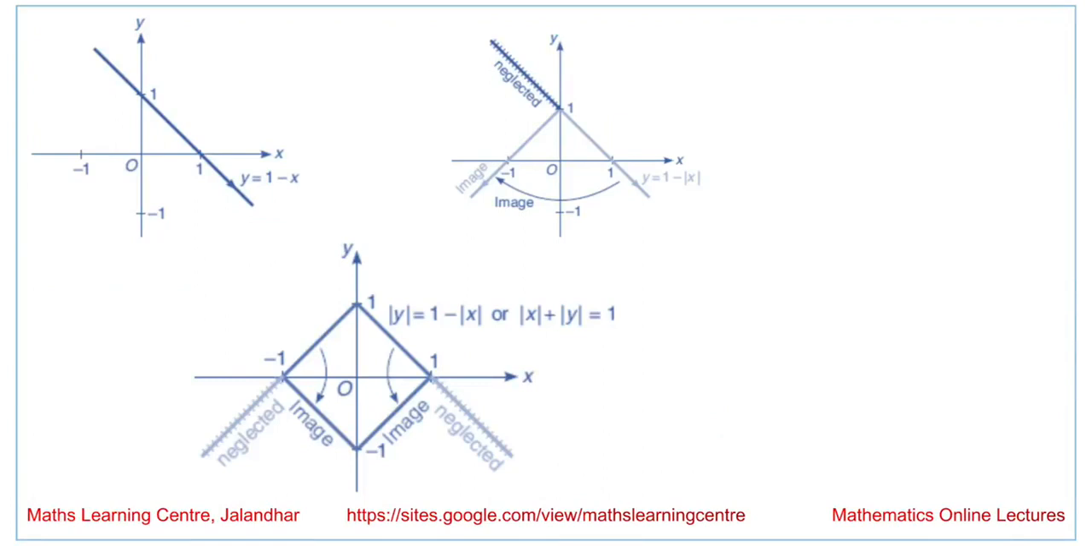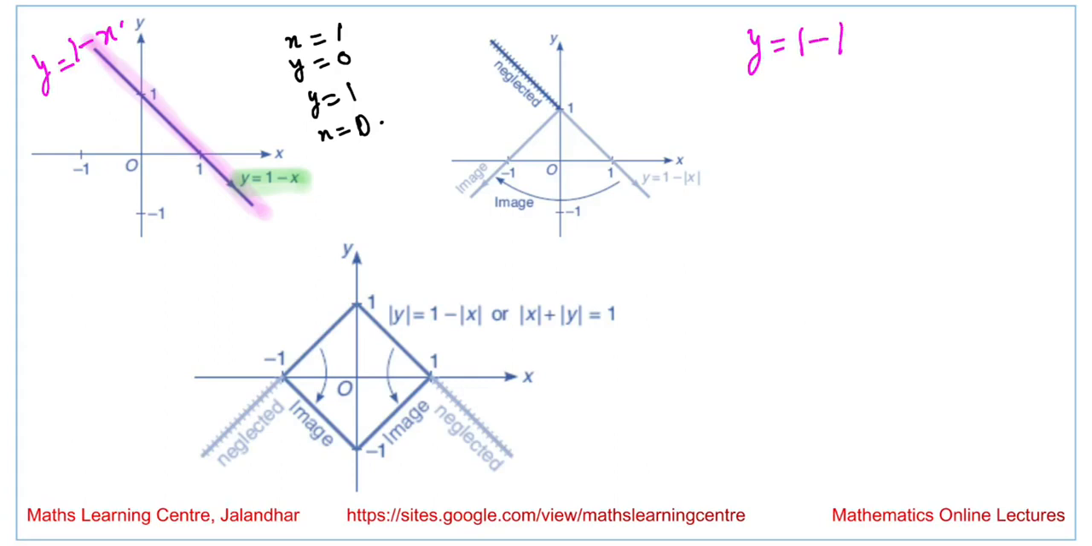Next, the equation of this line is given to us as y is equal to 1 minus x. We know how we can plot the graph corresponding to this. We can substitute different values of x. When x is equal to 1, y is equal to 0, and when y is equal to 1, we obtain x is equal to 0. So we can plot this line. We have plotted the equation of the line y is equal to 1 minus x.